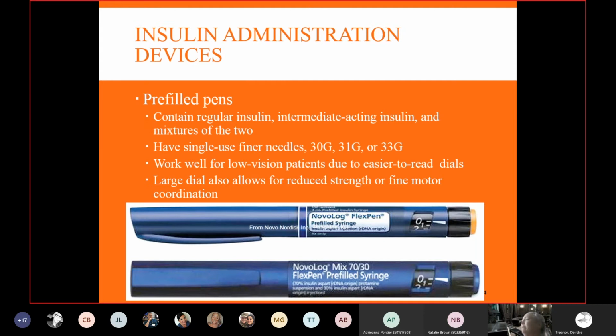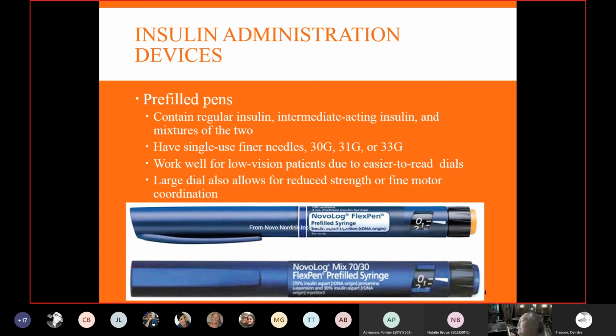So other devices you might see are pre-filled pens. They can have regular, they can have intermediate, and they might have a mix. They have single-use finer needles, so the patient has to put the needle on every time. And gauge 30, 31, or 33 gauge, so very, very fine. These are great for people who don't have good vision because the numbers are so much easier to see on the Flex Pens as opposed to the syringe.